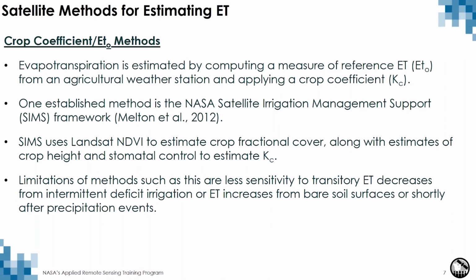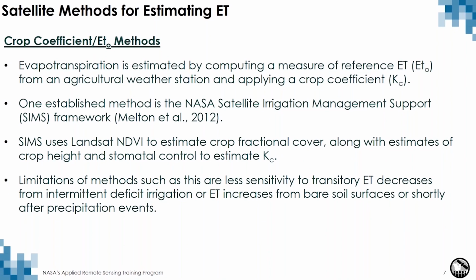Reference ET is essentially the amount of ET that would occur under well-watered conditions. And we can estimate that from an agricultural weather station because it's a function of things like solar radiation, temperature, moisture, all those atmospheric controls that we talked about earlier in the presentation. And then applying a crop coefficient. So essentially, a crop coefficient is very specific to a given crop. And it tells you how much, given the reference ET, you would expect that plant to transpire.